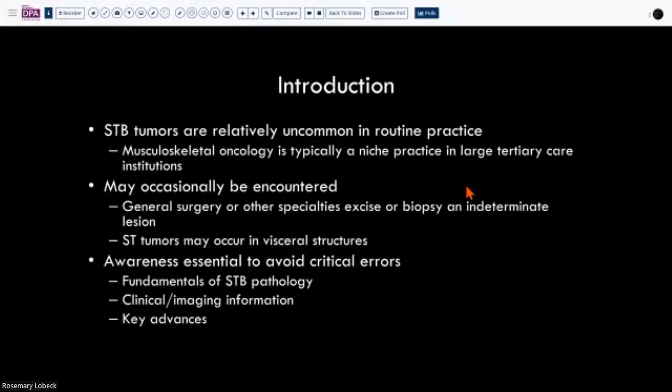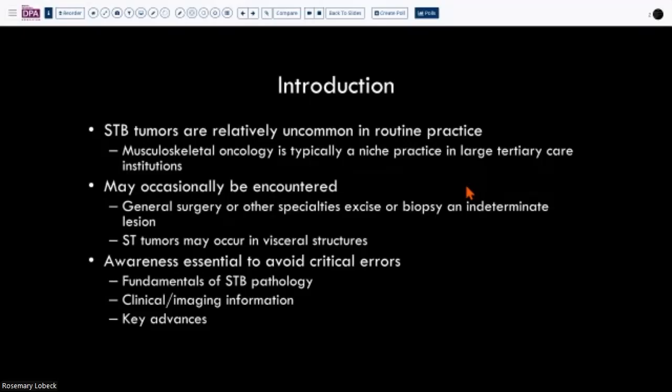But oftentimes, lesions can be indeterminate, and you might inadvertently come across a soft tissue tumor that's not a lipoma. The other situation in which you might see soft tissue tumors in a general practice is when an organ-specific surgeon, like a thoracic surgeon or a GYN surgeon, goes in and takes out a lesion that happens to be a visceral soft tissue or mesenchymal tumor. When you encounter such a situation, it's critical that you understand the fundamentals, at least the basics of soft tissue bone pathology, and what to avoid and what to look out for.